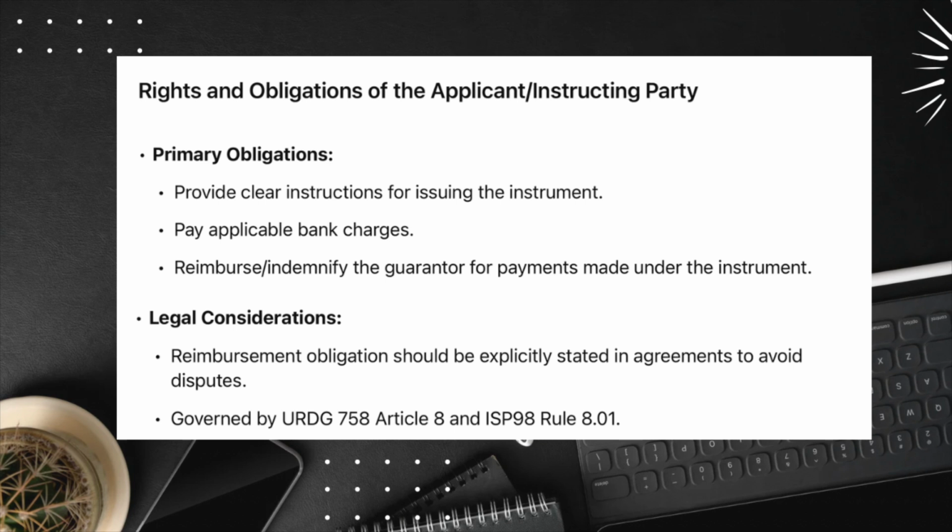The applicant or instructing party has several primary obligations when they request a demand guarantee or standby letter of credit. This ensures that the instrument functions properly and fairly for everyone involved. First up, the applicant's main duty is to give clear instructions to the guarantor, counter-guarantor or issuer regarding the terms of the instrument. Article 8 of URDG 758 lays out exactly what information should be included in these instructions.